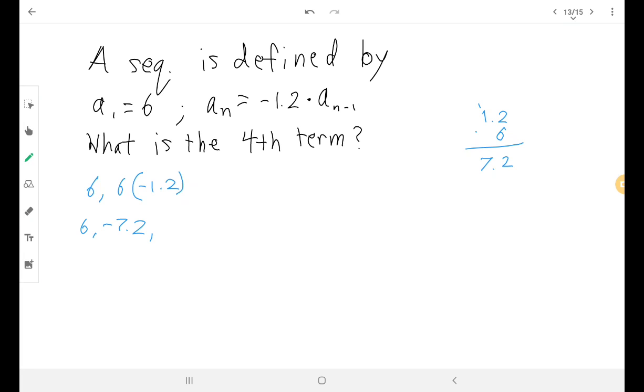And then multiply by -1.2 again, so -7.2 times -1.2, negative times negative is positive, and multiply by 1.2 again, and 2 times 2 is 4, 2 times 7 is 14, 0 placeholder, 1 times 2 is 2, 1 times 7 is 7, add them together, and you get 4, 6, and 8, 2 decimal places, so we get 8.64.